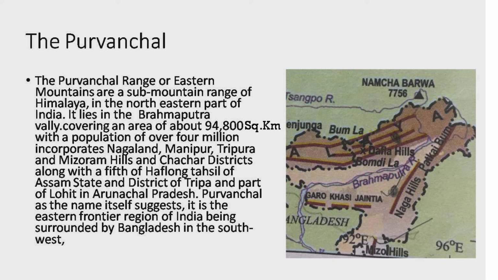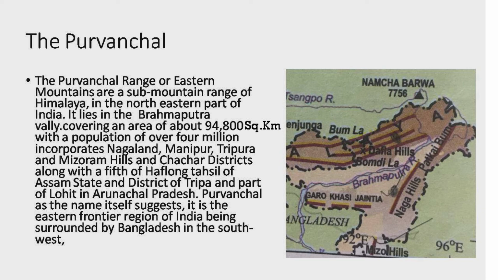This Purvanchal range or the Eastern Mountains are a sub-mountain range of the Himalaya, covering an area of about 94,800 kilometers with a population of over 4 million. It incorporates Nagaland, Manipur, Tripura and Mizoram hills and Cachar districts, along with a part of Assam state and part of Lohit in Arunachal Pradesh.